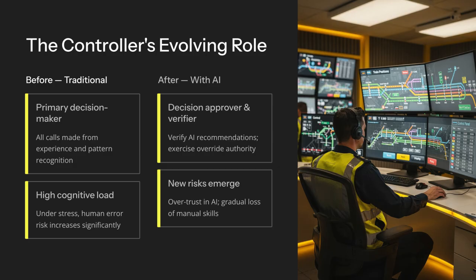The third risk is skill atrophy. This one plays out slowly, but it's just as serious. After 5 years of working with AI assistants, a controller retires. Their replacement has never handled a major disruption without AI support. They've never had to think through the options from scratch under pressure manually. When the system fails, they don't know how. That institutional knowledge, once lost, is very hard to rebuild.